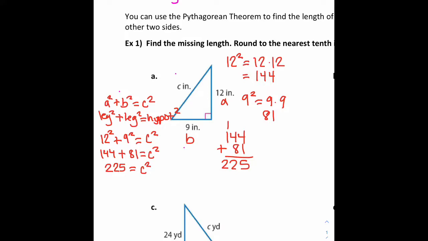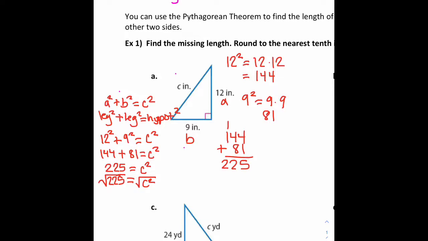Now we don't want c squared, we want length c. Okay, c squared would be c times c. So in order to get c, I have to undo the square. So I'm going to square root both sides. So I'm going to square root 225. If you remember from class, we did this. Remember, we had that PowerPoint presentation where you guys were shouting out answers.